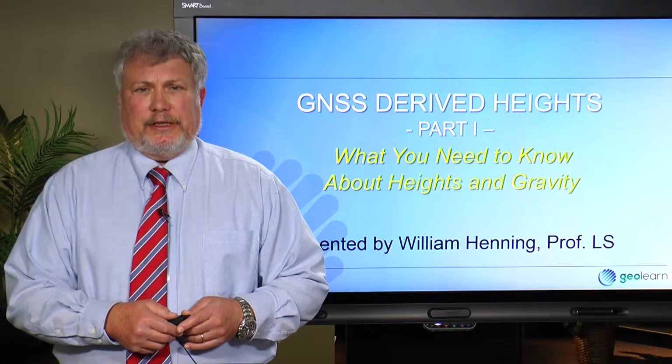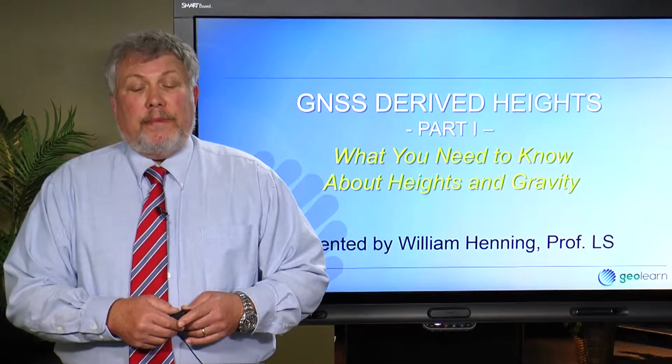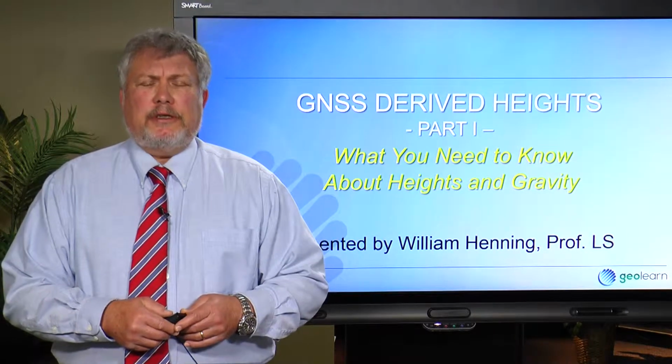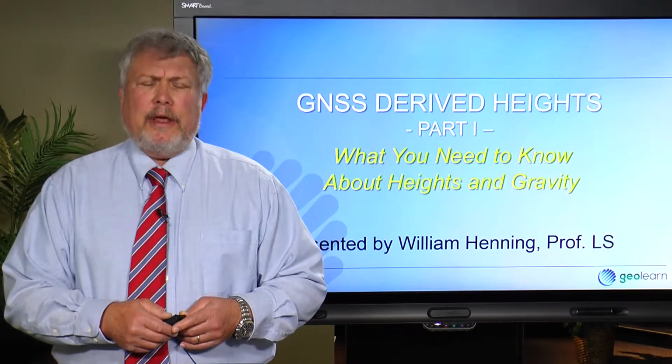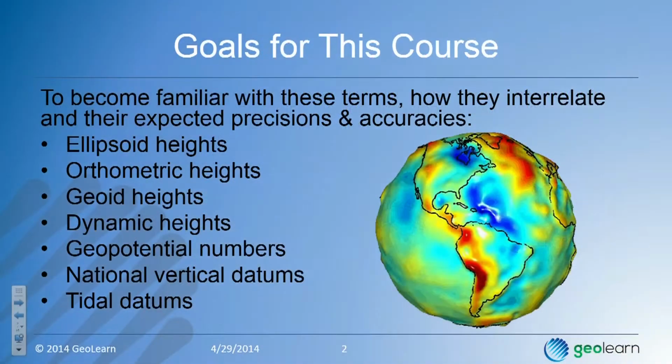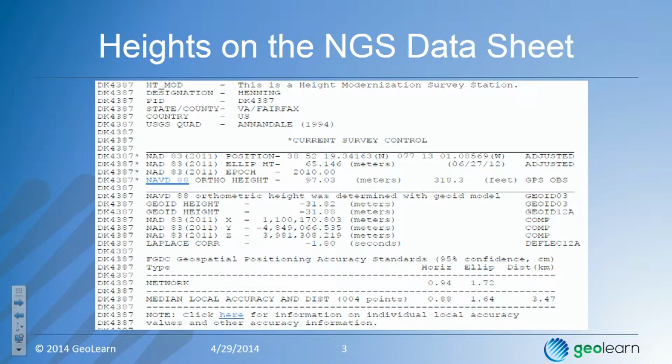Thank you for your interest in GeoLearn and for this part one of a series on GNSS derived heights. This first part will be about different kinds of heights and a little bit about gravity. We'll touch on some issues about gravity and how they apply to the heights we get with GNSS. So what we're going to do in this session is simply touch on these different kinds of heights. The geoid separations will be explained in more depth in the second part of this series. And we'll talk about some of the other things and how they relate to gravity, or if they don't relate to gravity. So let's take a look at an NGS data sheet.